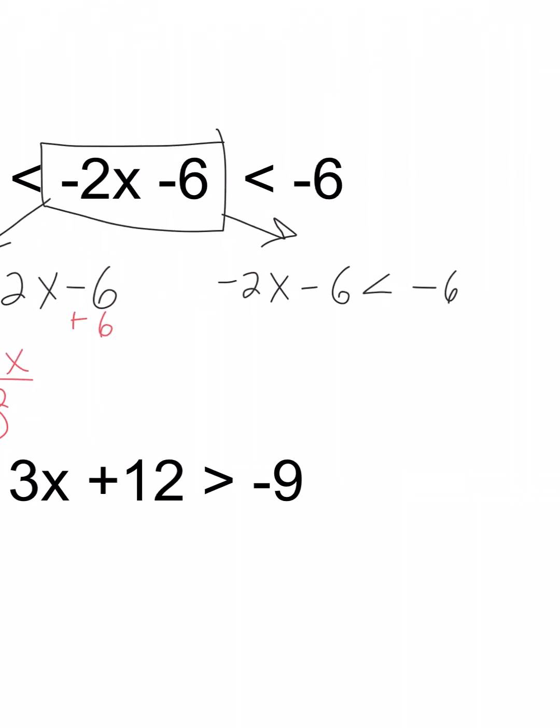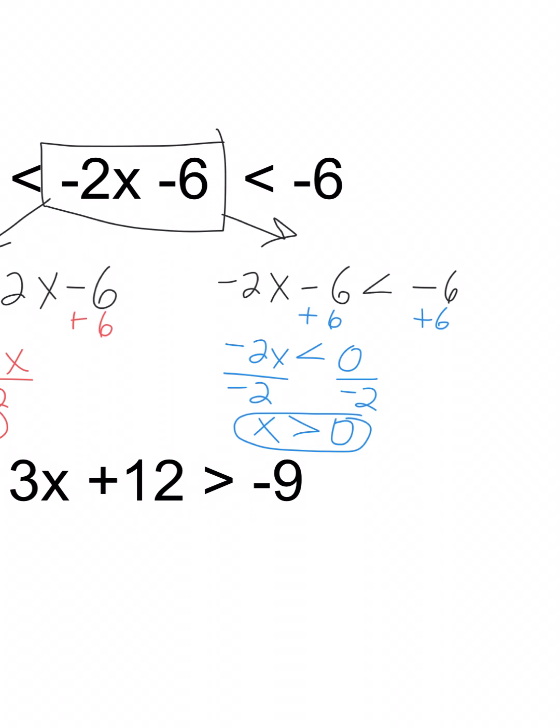I'll solve in blue. So we'll add 6 to both sides, and we'll get negative 2x is less than 0. When I divide by this negative 2x, even though there's a 0 on the other side, most people would stop right here and say, well, x is less than 0, but it's not. Because when I divide by that negative 2, the sign flips. So it's actually x is greater than 0. And so when I plot it, x is greater than 0.